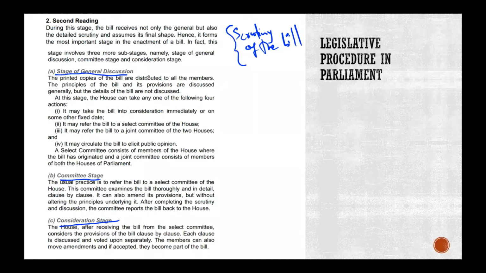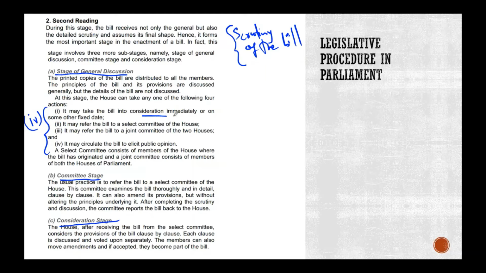So this happens during the general discussion. The copies of the bill are distributed to all the members, and the principles behind the bill, the elements of the bill, and its provisions are discussed generally, but the details of the bills are not discussed in detail. At this stage, the House can take up any of the 4 following actions. 4 following actions. And what are they?